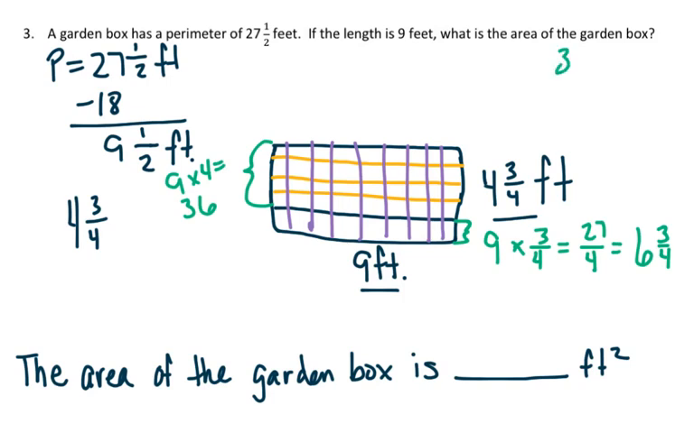So I add 36 and 6 3/4, to get an area of 42 3/4 square feet.